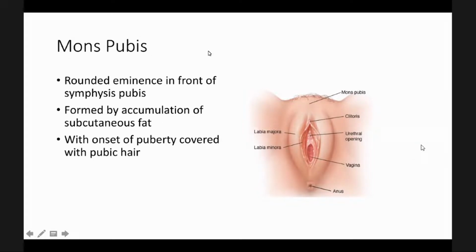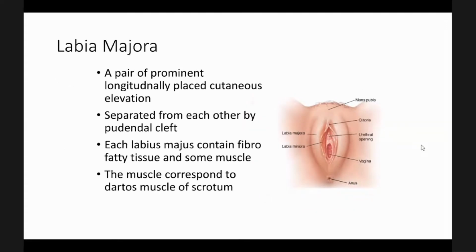Okay, we'll be seeing each of the structure in detail. First is the mons pubis. This is the rounded eminence in front of pubic symphysis over here. It is formed by the subcutaneous accumulation of fat. So this area becomes covered with the pubic hair after puberty. This is the subcutaneous region. Fatty accumulation you find in front of the pubic symphysis. Next is labia majora. They are present on either side. So labia majora, and if it is single, labia majus.